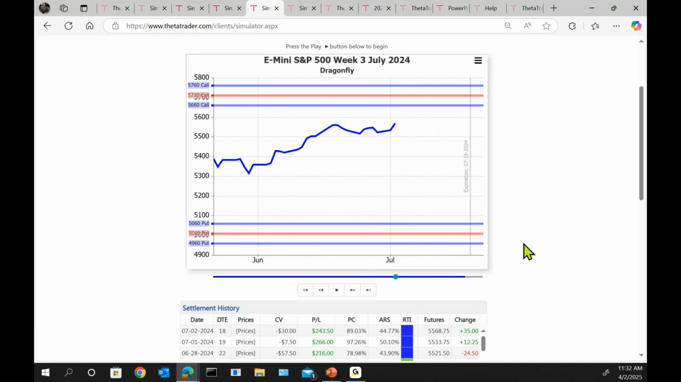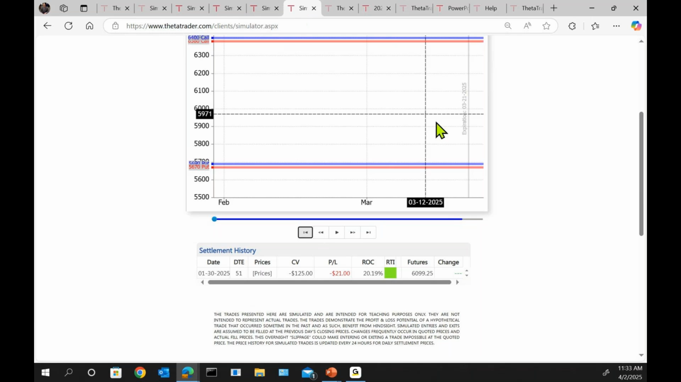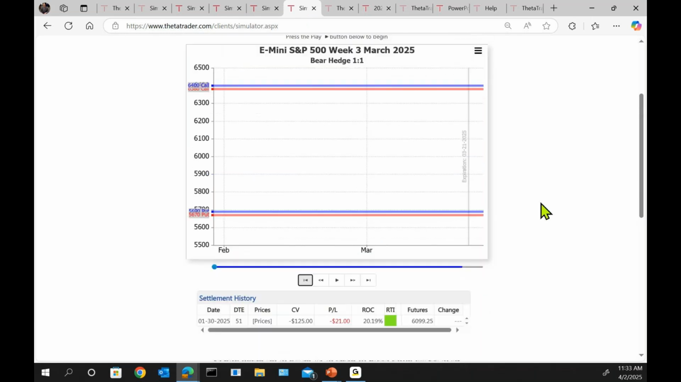There's always more money to be made in a condor, but the dragonfly reduces the risk. It's a little more risk averse, and I think it has benefits in some ways versus the condor. It's not to say we don't do condors, but I just wanted to point out that distinction between the dragonfly and the condor. Now here's a bear hedge I loaded.